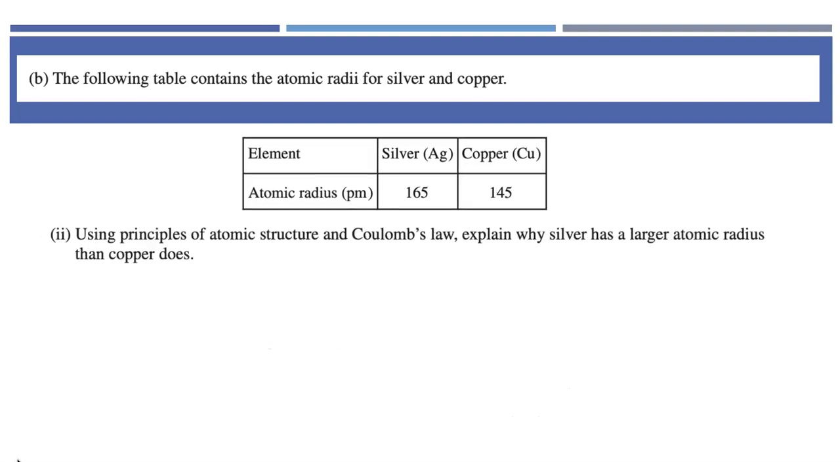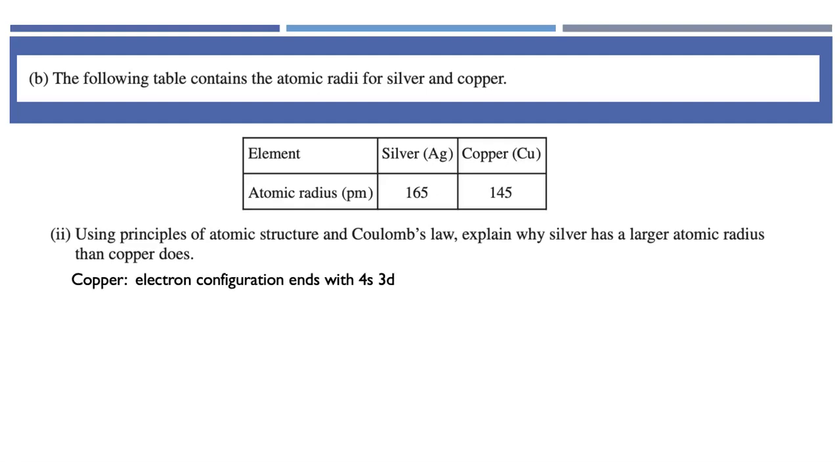Using principles of atomic structure and Coulomb's law, explain why silver has a larger atomic radius than copper does. So this is a very specific hint that they're giving you. Atomic structure means you should be talking about energy levels. And Coulomb's law means you're talking about a force of attraction between oppositely charged particles.